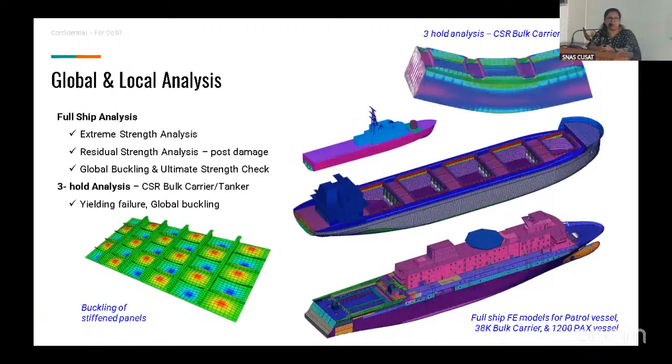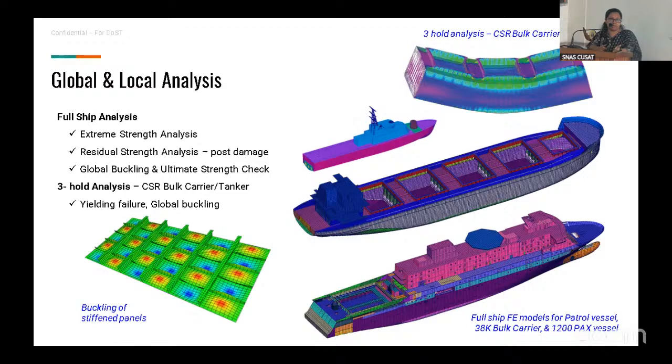Now coming to the global and local analysis. The figures show some of the full ship models. For full ship analysis, we have carried it out for different vessels. So this full ship analysis is required for optimizing the design or to make the vessels seaworthy. And in full ship analysis, there are different methods carried out: extreme strength analysis, residual strength analysis, then buckling checks are carried out, and three-hold analysis for bulk carriers is carried out.